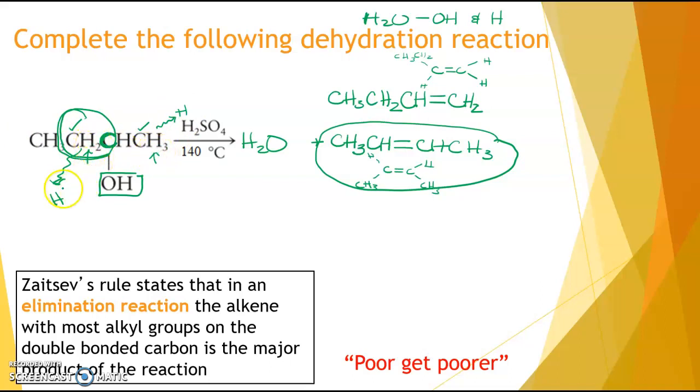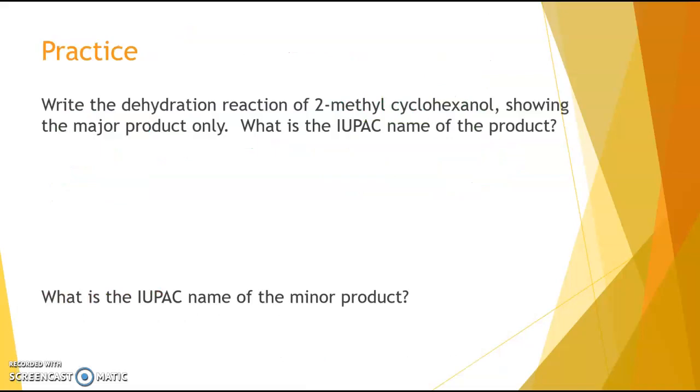Now, if I remove the hydrogen and put the double bond right there in between, I'm going to get this product instead. And so thinking of it as the poor get poorer is another way to reframe Zaitsev's rule, and it gets you the same product. You should approach it whatever way works best for your brain to help you get the correct product the most often. So let's look at a quick practice problem.